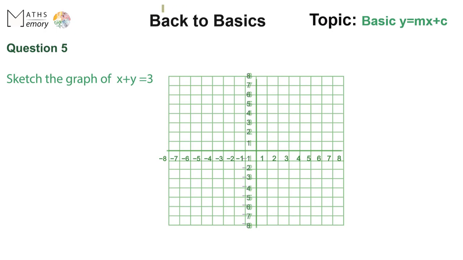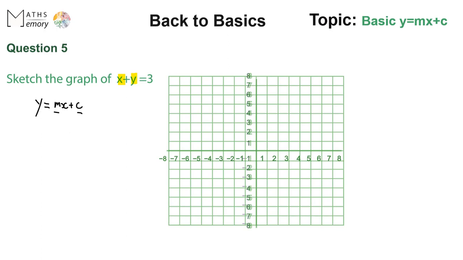Now to plot this graph over here, it looks a bit different from the one before. Why is that? Because simply we have, let's say, x and y on the left hand side. So we need to rearrange this to make y by itself, because we need to plot a graph always in this form, y equals mx plus c, where we clearly can define the gradient and the y-intercept. So we have x plus y equals 3.